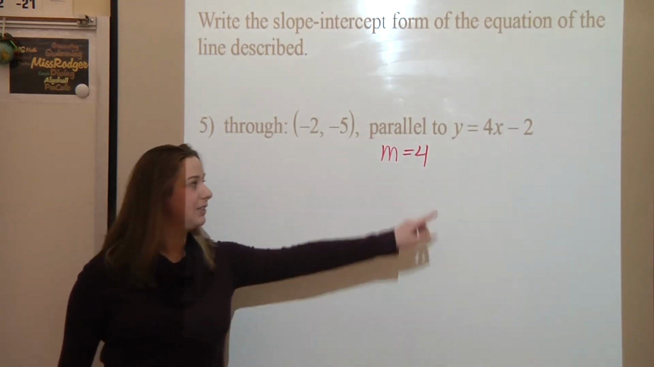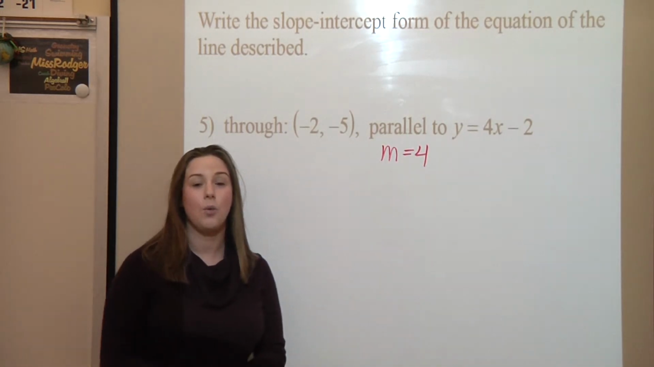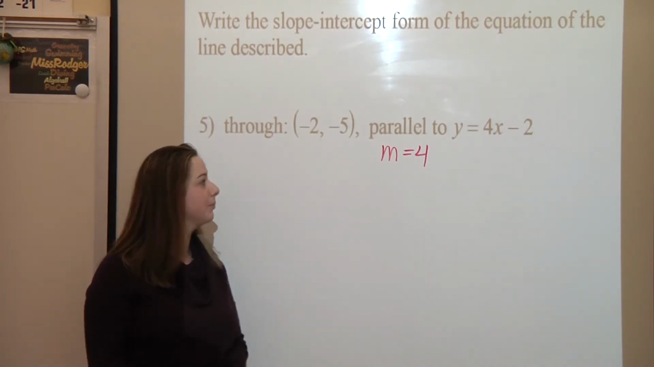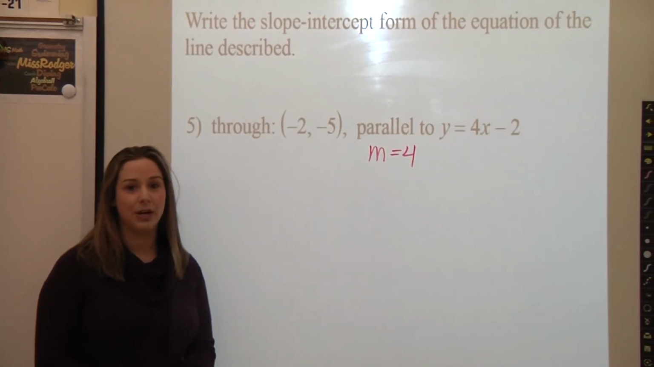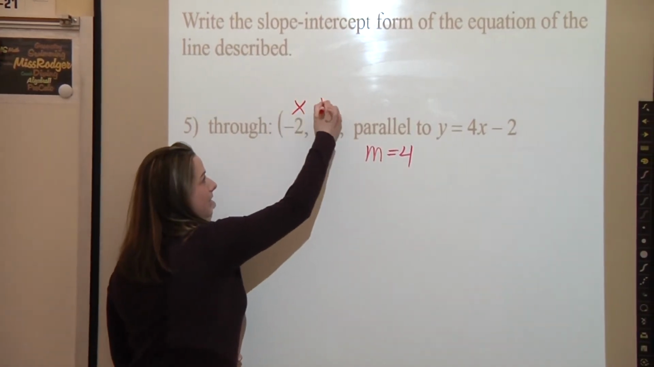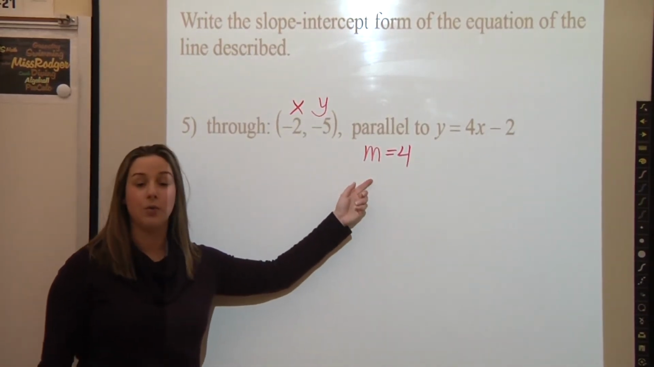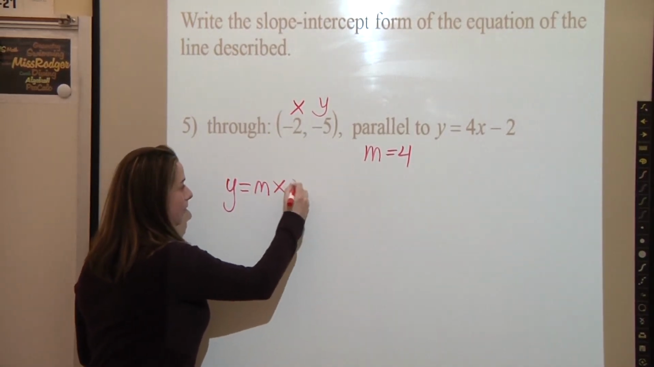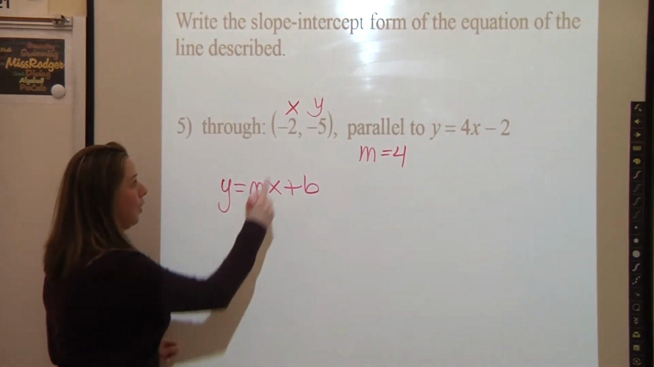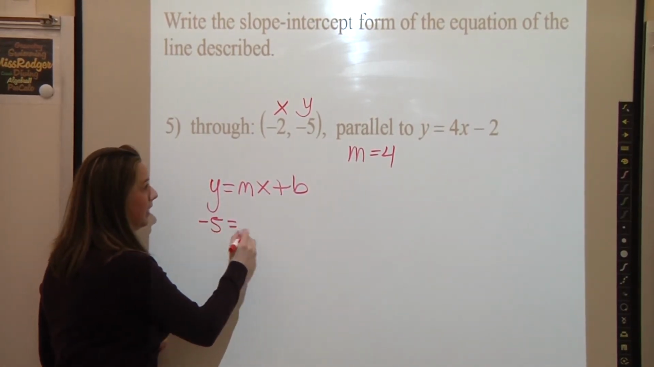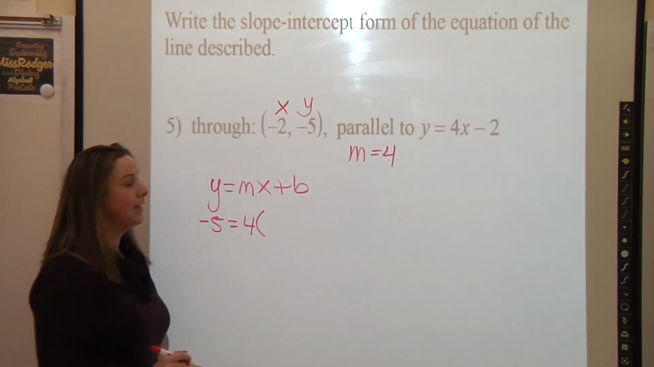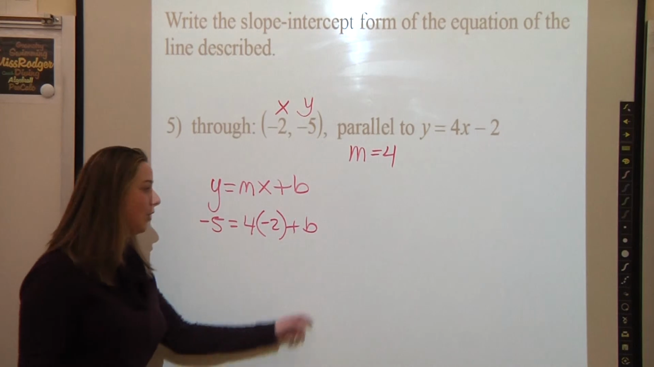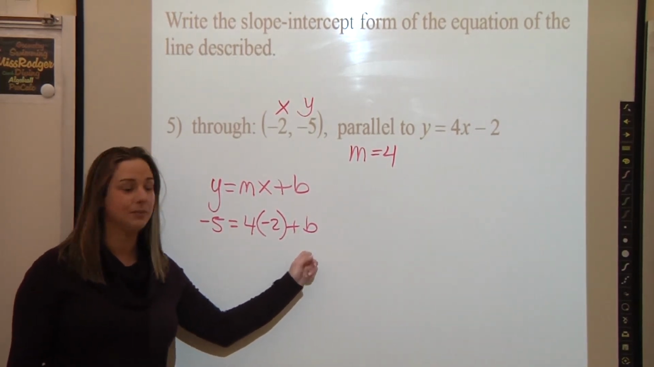We know that because this equation is in slope-intercept form, y equals mx plus b, and our m is our value of 4. So this is similar to our last problem. This is x, this is y, and we have a slope. We're going to solve for b. Y is negative 5, m is 4, x is negative 2, and b is what we're looking for. Remember, b is the y-intercept.